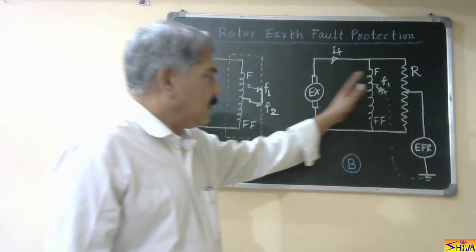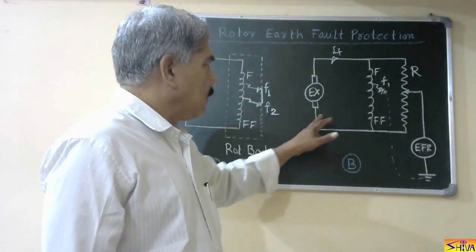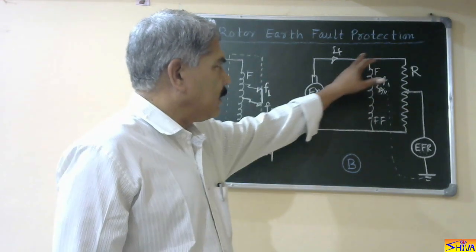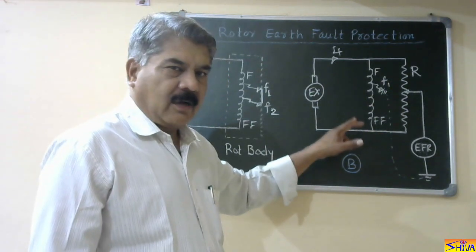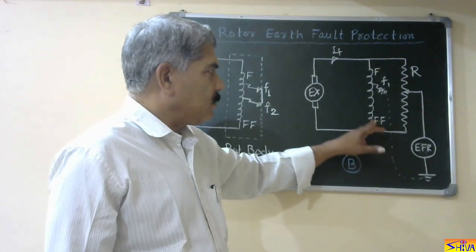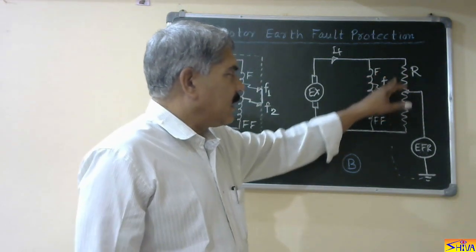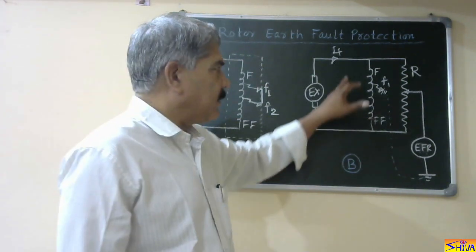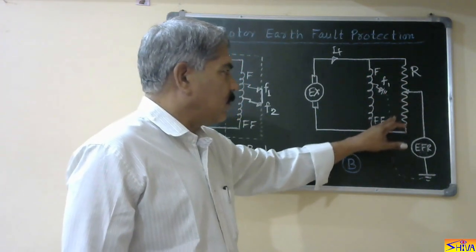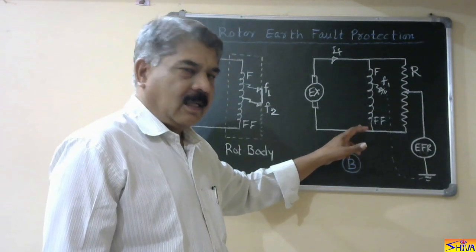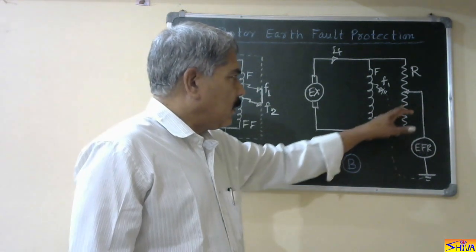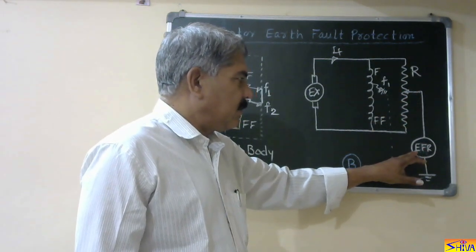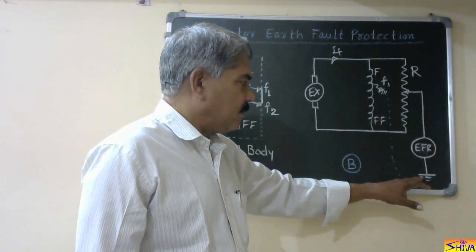Now this is the protection scheme. Same diagram, exciter, field current. This is field winding, there is body of the rotor, and for rotor earth fault protection we are using this scheme. A high resistance is connected in parallel with the field winding. High resistance, therefore very small current is flowing through this resistance in healthy condition. Now at the midpoint of this high resistance, a sensitive earth fault relay is connected, which is grounded.